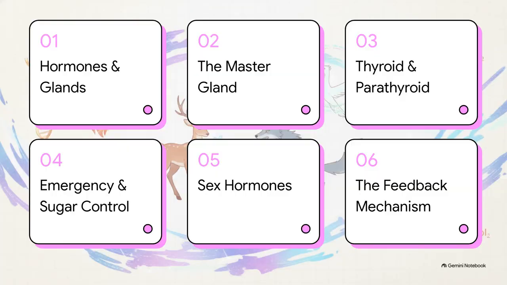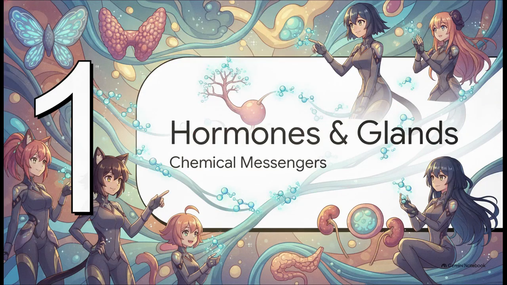Here is our roadmap for today's explainer. 1. Animal hormones and glands. 2. The master gland. 3. Thyroid and parathyroid. 4. Emergency and sugar control. 5. Sex hormones. And finally, 6. The feedback mechanism. Okay, Section 1.